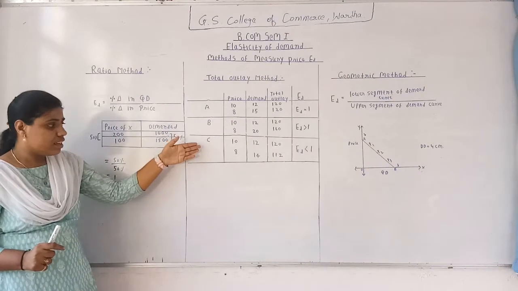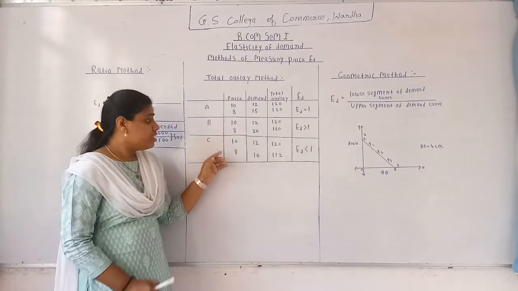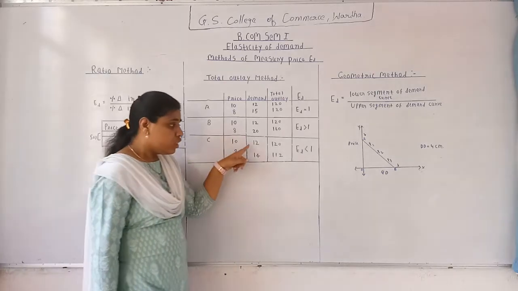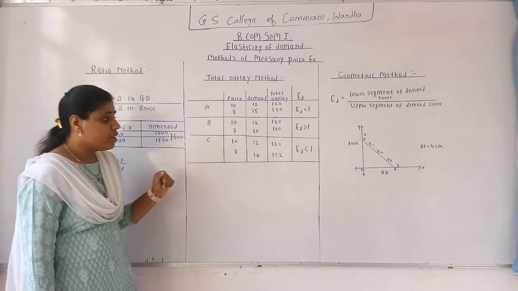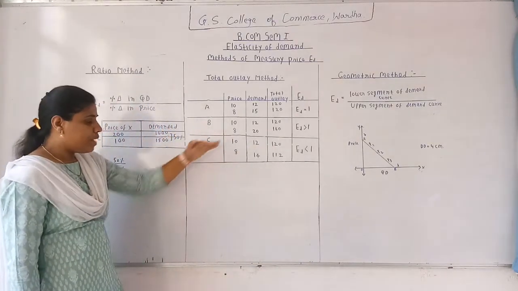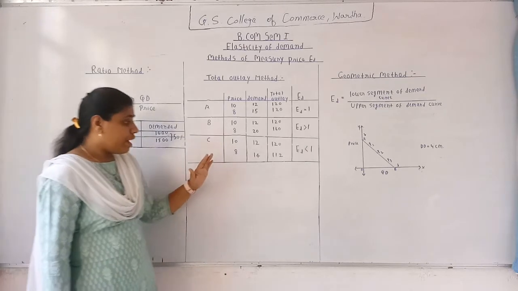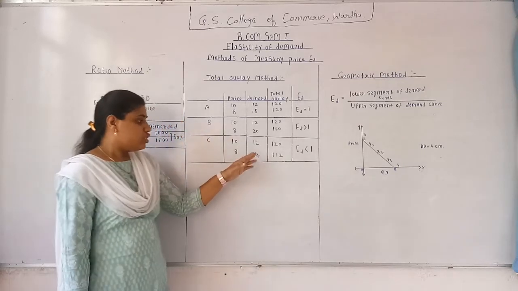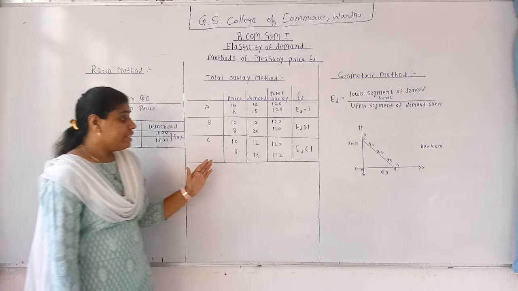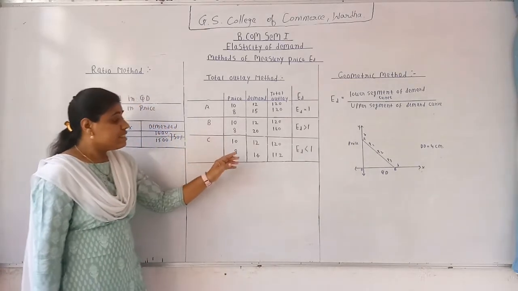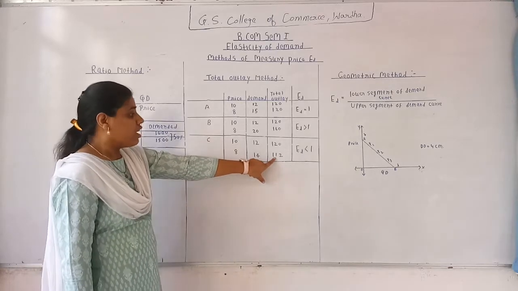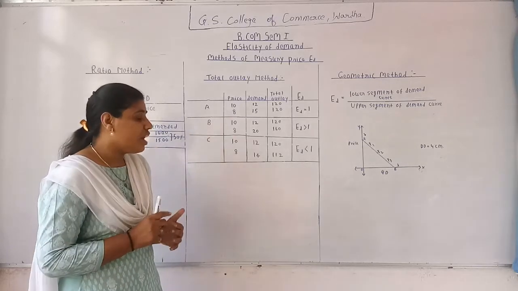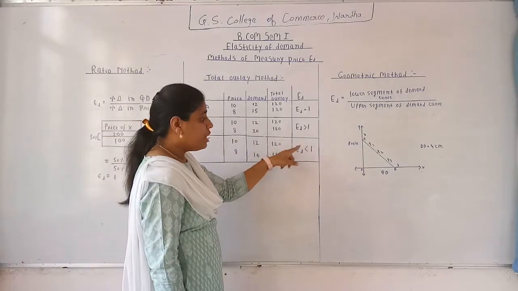Now we will see case number C. Here we can see that the price is 10 and at this price the quantity demanded is 12 units. So the total expenditure of the consumer is 120, and when the price declines from 10 to 8, the quantity demanded by the consumer increases and 14 units are demanded at the declined price of 8 rupees. But along with the change in price, there is a decrease in the total expenditure of the consumer, and when there is a decrease in total expenditure due to change in price, elasticity of demand would be less than 1.